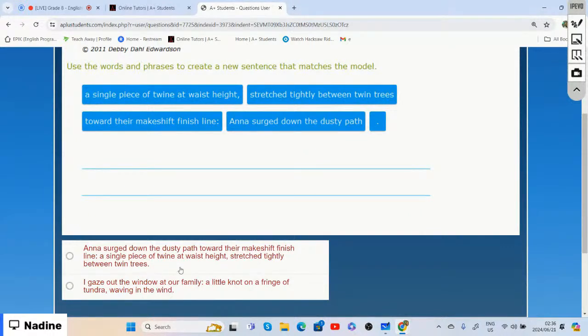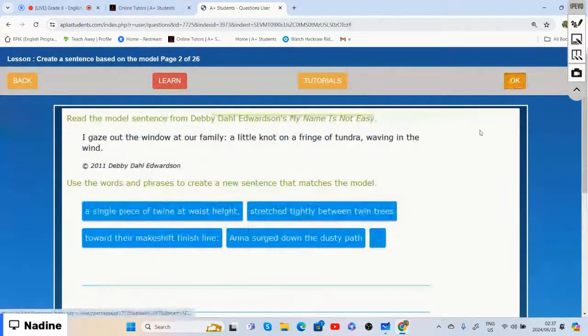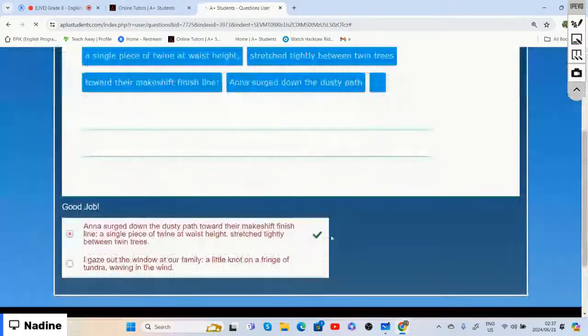That shows that we are creating this new sentence to match the model. All right, then if we were to choose the correct option, we would go with option one, which is Anna surged down the dusty path towards the makeshift finish line, a single piece of twine at waist height stretched tightly between the twin trees. Period. So option one, it is. So well done. Option one is correct.